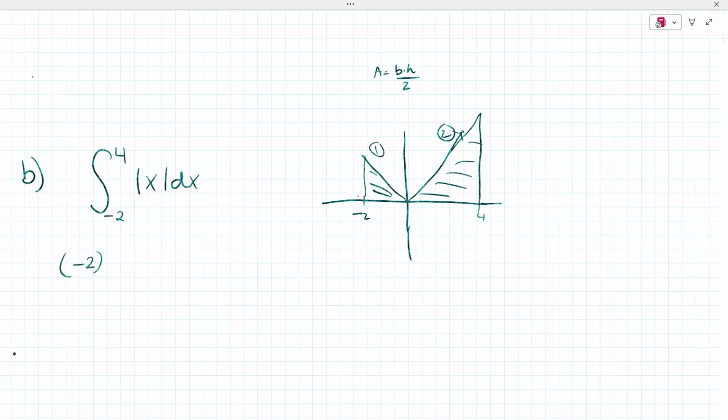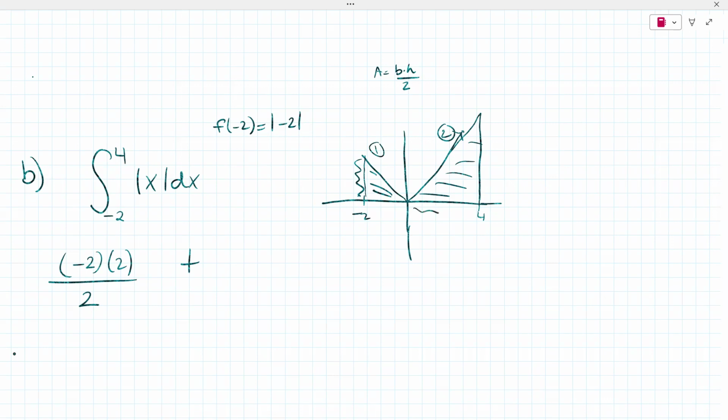And what is the height? All you got to do is plug in negative. This is your height right here. And I think it's 2. It is 2 because if you plug in f of -2, the absolute value of -2, which is +2, all over 2, plus the area from 0 to 4.